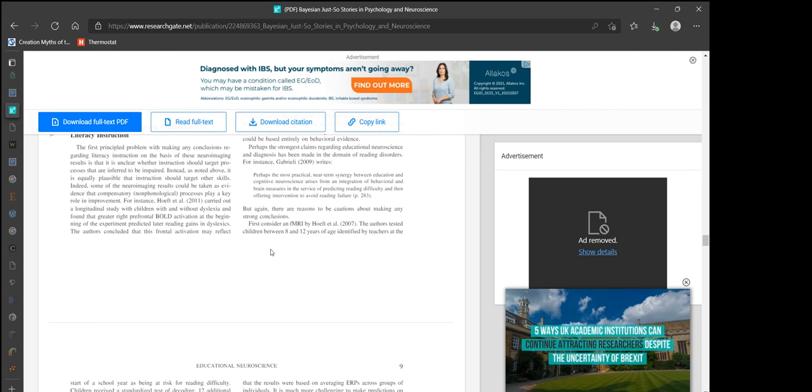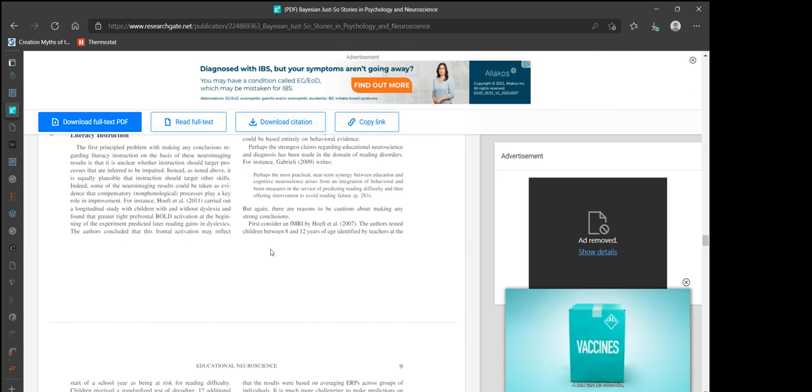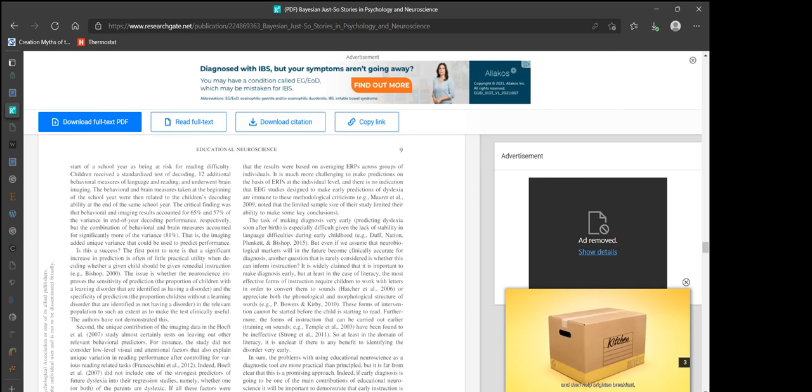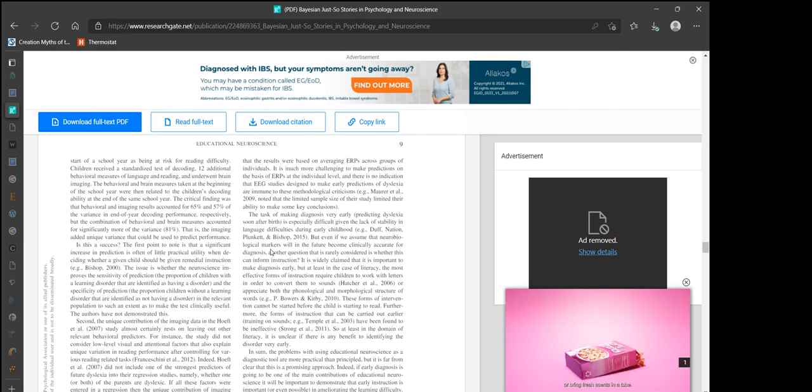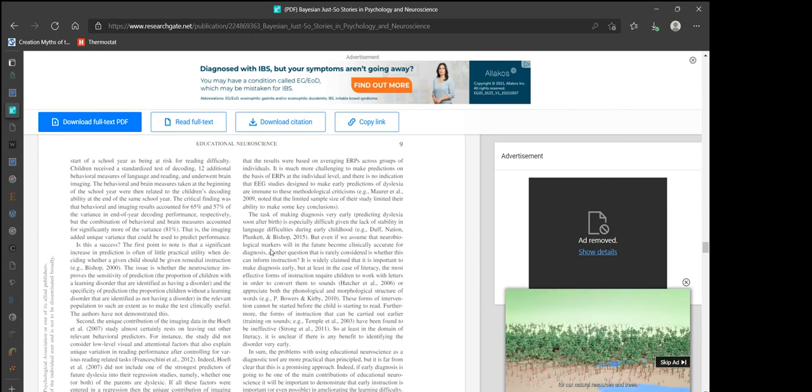First, consider an fMRI study by Hoeft et al. 2007. The authors tested children between 8 and 12 years of age, identified by teachers at the start of a school year as being at risk for reading difficulty. Children received a standardized test of decoding, 12 additional behavioral measures of language and reading, and underwent brain imaging.